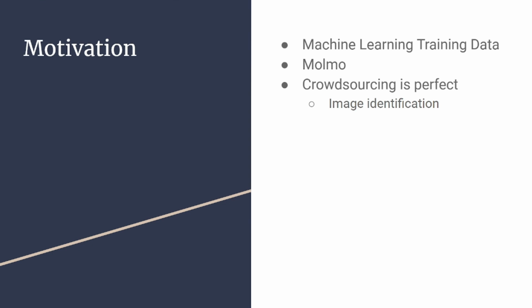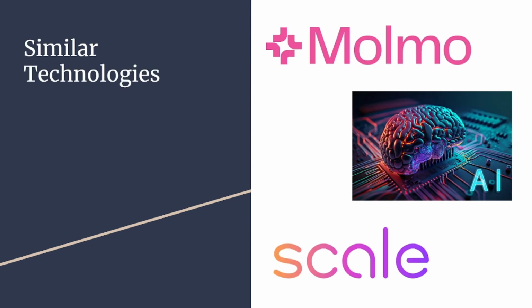And the reason crowdsourcing is a perfect tool for this task is because humans are really good at image identification and identifying different objects in images, which is something that machine learning models and LLMs are still not very good at. Now, what are some similar technologies that exist to our application currently?